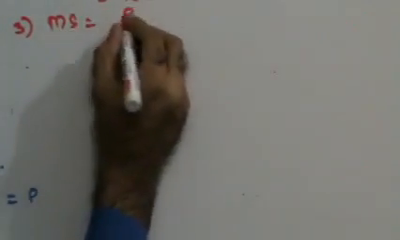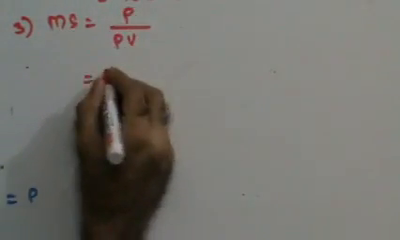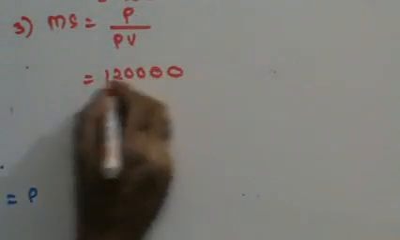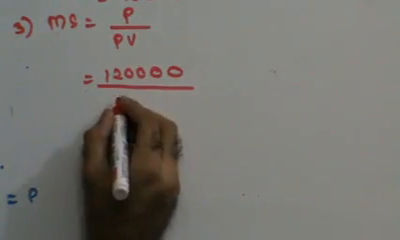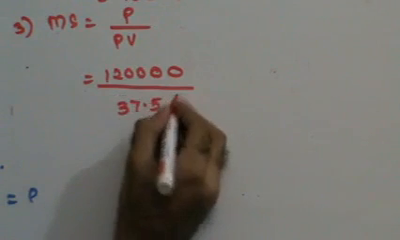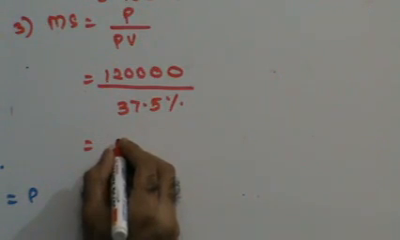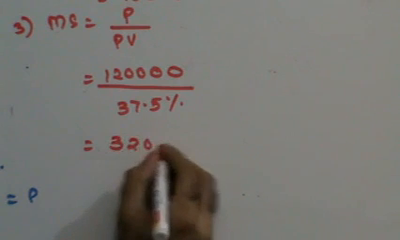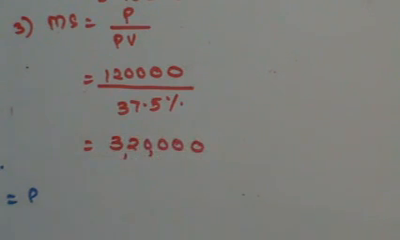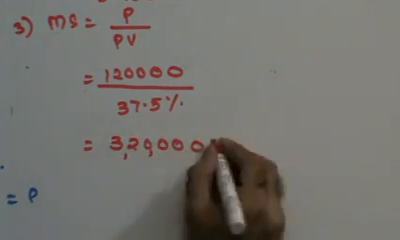Next, let's also find out the MS. MS is P upon PV. P is 1,20,000 divided by PV. PV we found out is 37.5%. Someone please help me calculate this. 1,20,000 divided by 37.5%. 3,20,000. So my margin of safety is 3,20,000 rupees.